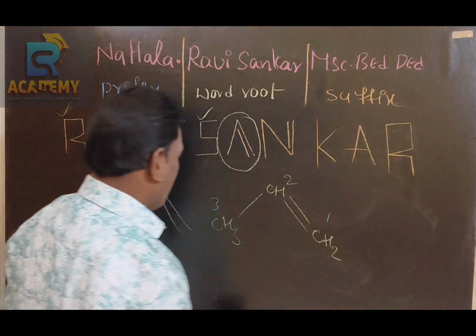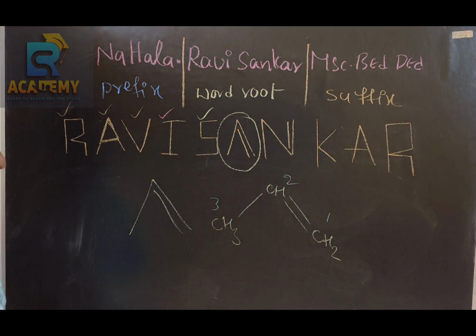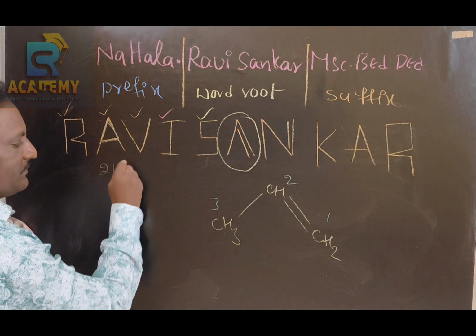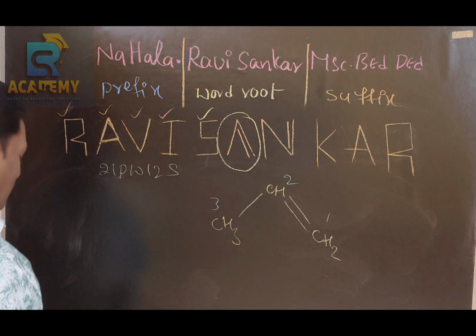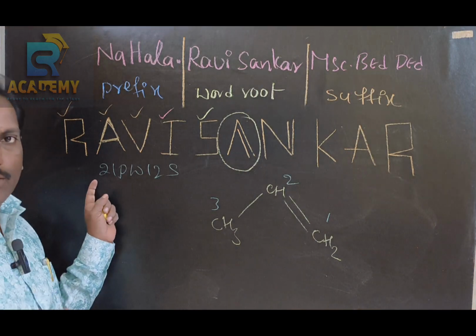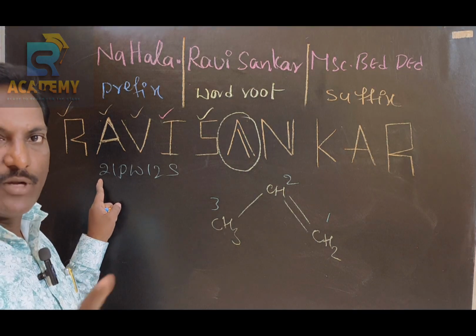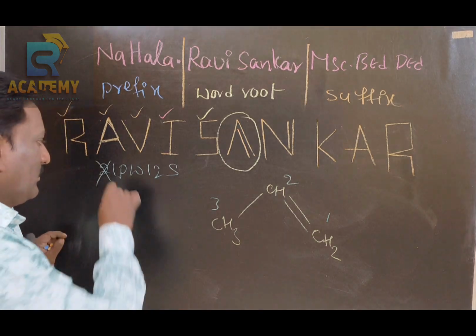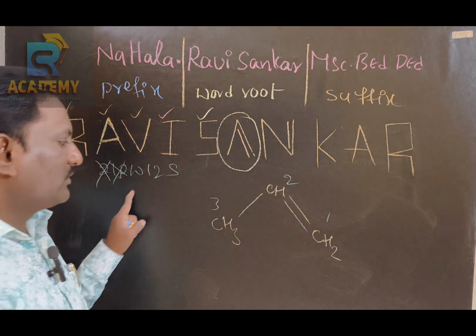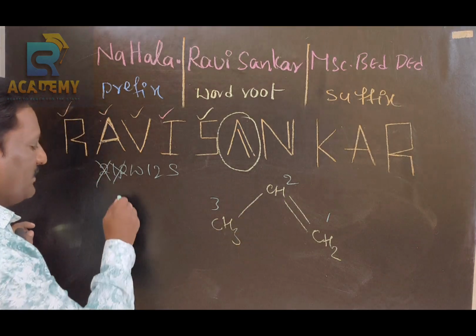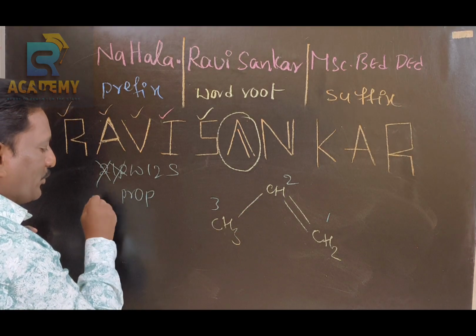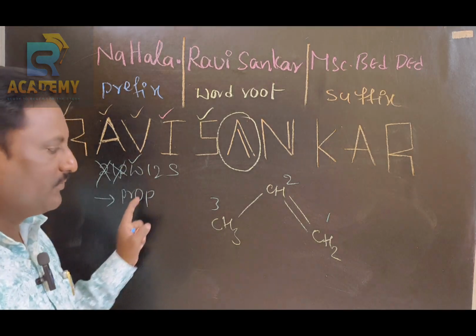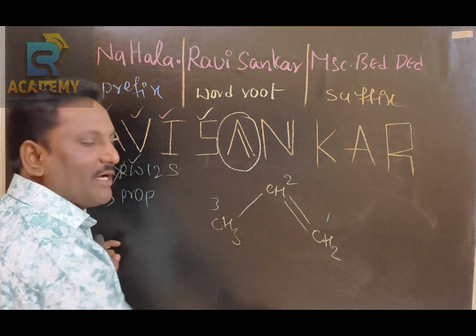So let us ask 21PW always. Secondary prefix, branches: no. Cyclic: it's an open compound. Word root, number of carbons: 3. 3 means prop. Very good. Primary suffix: the nature of bonds between carbon carbon.